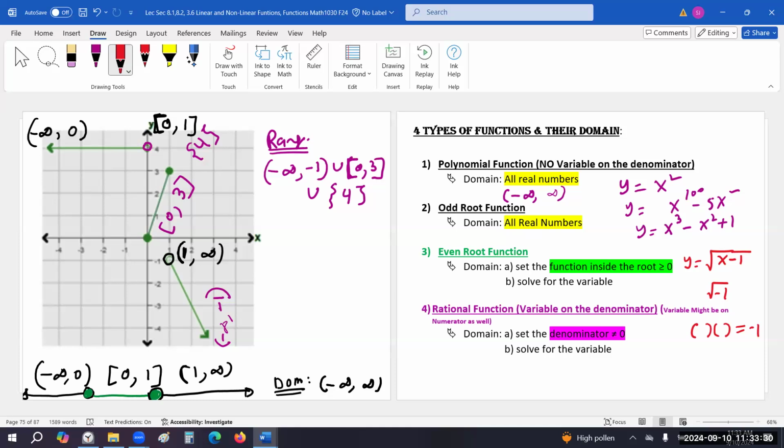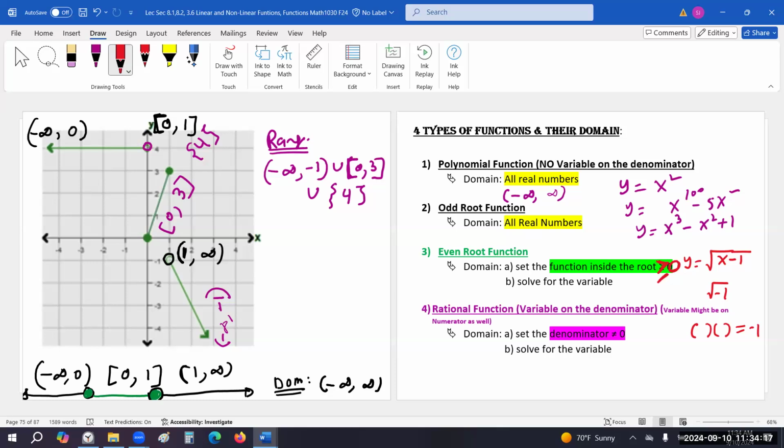So you see, we look at what makes this thing negative. To figure out what makes our inside negative, we take the inside function and set it bigger than or equal to 0. From there, we solve for x, and we get our domain. So for any even root function, we start from the inside, take whatever you have inside, set it bigger than or equal to 0, and from there solve for x.